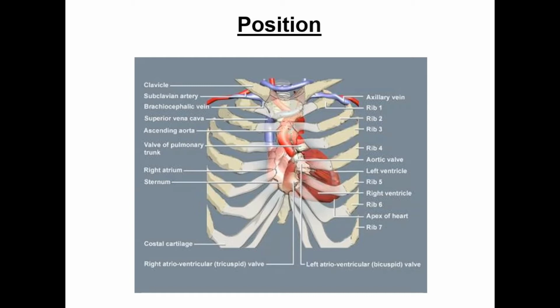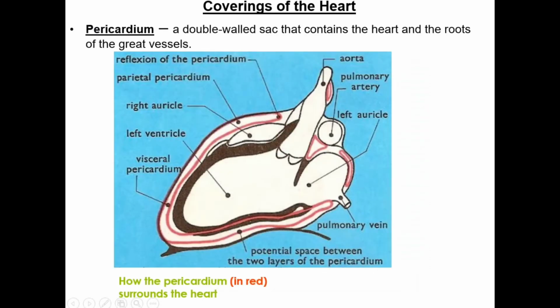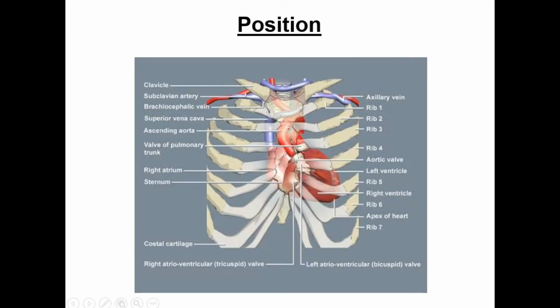The position of the heart varies a little between systole and diastole. The roots of the great vessels fix it, but the ventricles are free to move within the pericardium. So the ventricles can move, but the vessels are fixed.